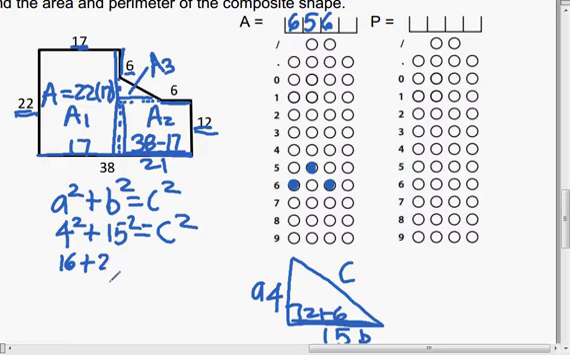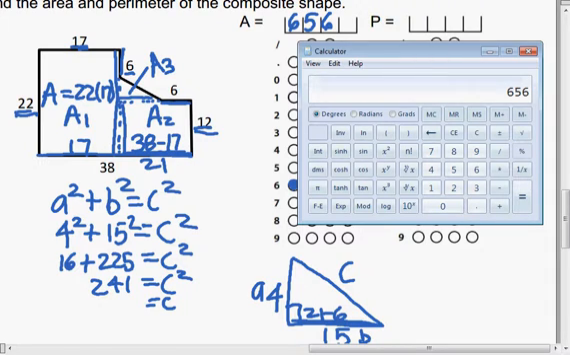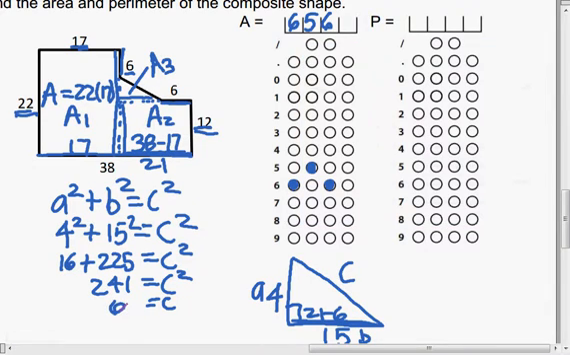16 plus 225, and that's just 4 times 4 plus 15 times 15 equals C squared. When I add those two, 241 equals C squared, or C equals the square root of 241. The square root of 241 is about 15.5. And I'm going to round that, because we need to round to the nearest whole number. I'm going to say that is 16. But that's not my final answer.